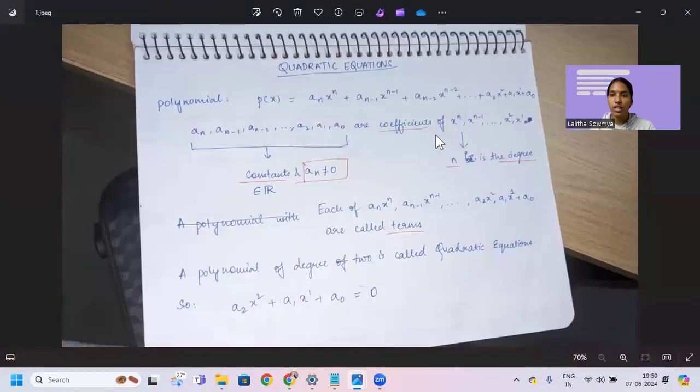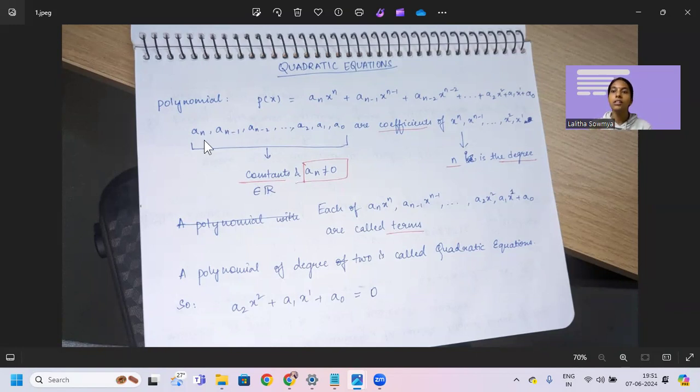Okay. So students, today we are going to learn about quadratic equations. Now, if you remember, in the previous sessions we have learned about polynomials. Let's revise quickly. A polynomial is represented something like this: P of x is equal to a_n x to the power n plus a_(n-1) x to the power n minus 1 plus so on. These a_(n-1), a_(n-2), a2, a1, a0 are the coefficients of x to the power of n, x to the power of n minus 1, and so on. These are also known as constants. Constants are nothing but numbers, only a number. And this is a representation of real numbers. I hope you have already learned about it.